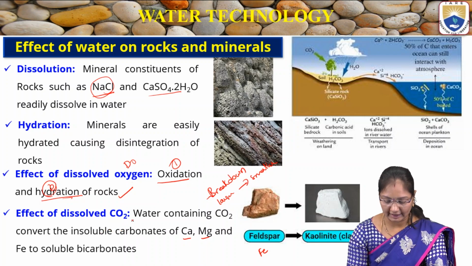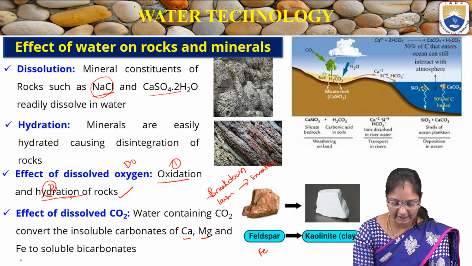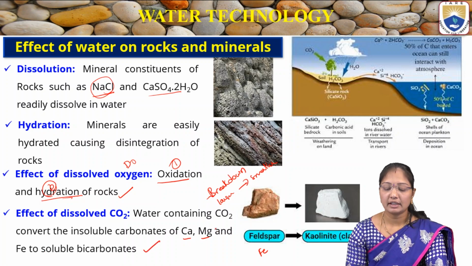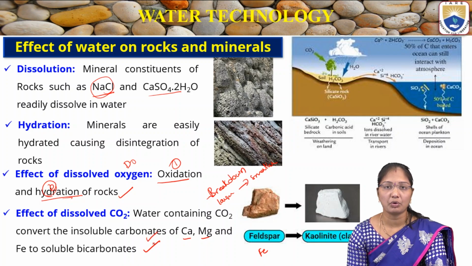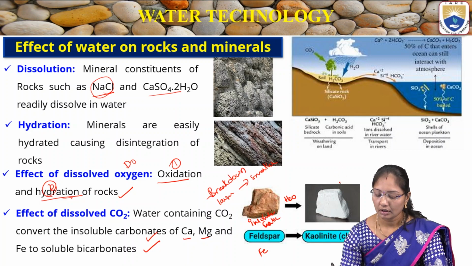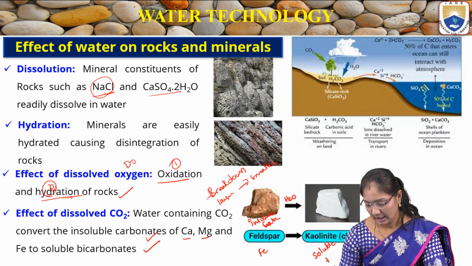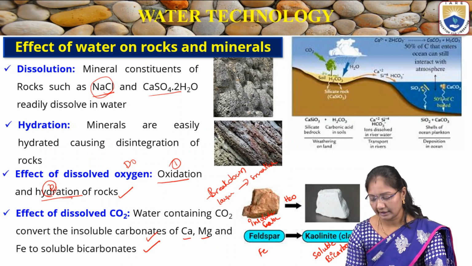So the effect of dissolved carbon dioxide. Water containing carbon dioxide converts the insoluble carbonates of calcium, magnesium and iron to soluble bicarbonates. Here water containing carbon dioxide reacts with the insoluble carbonates, the carbonates of calcium, magnesium and iron which cannot dissolve in water, converting them to soluble bicarbonates. Feldspar is an insoluble carbonate. When it reacts with water, H2O, it is converted into soluble bicarbonate. Feldspar is converted into kaolinite clay.